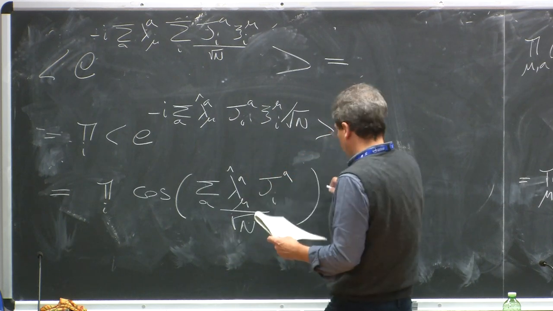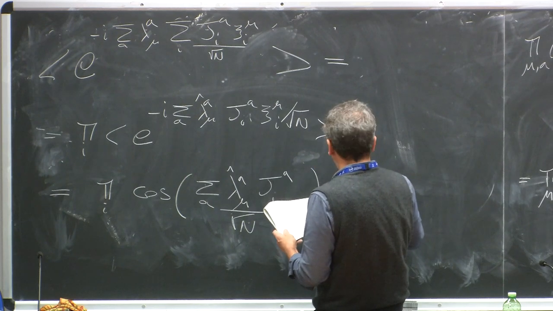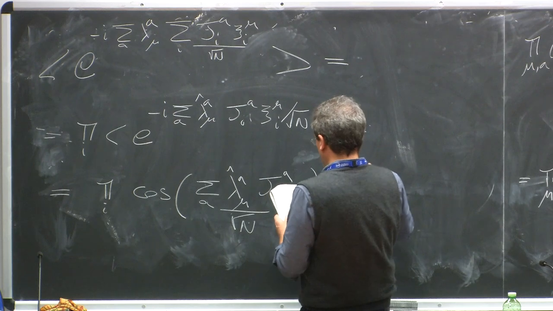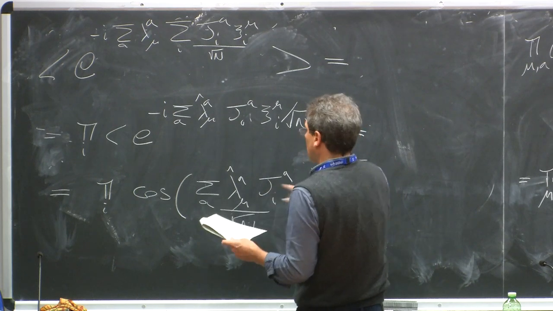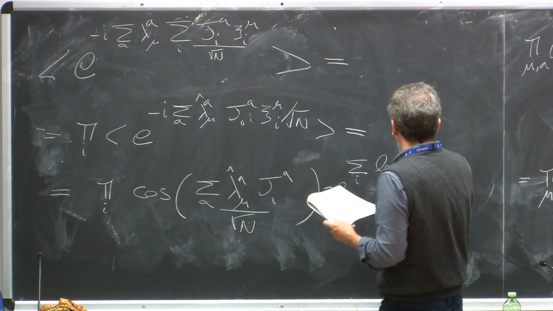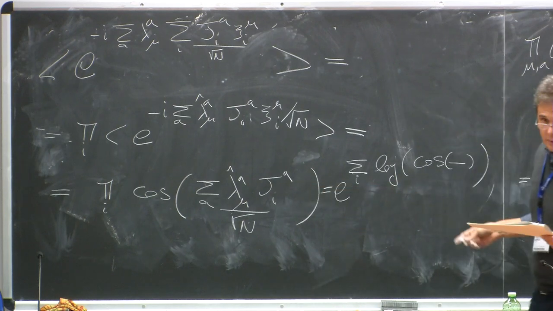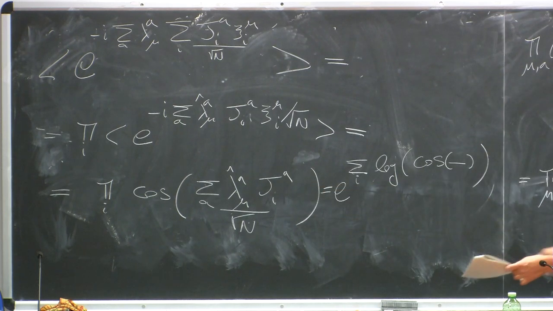Well, okay, what we can do is write this as exp of e to the sum over i of log of the cos, right? I mean, this is just a trivial transformation.